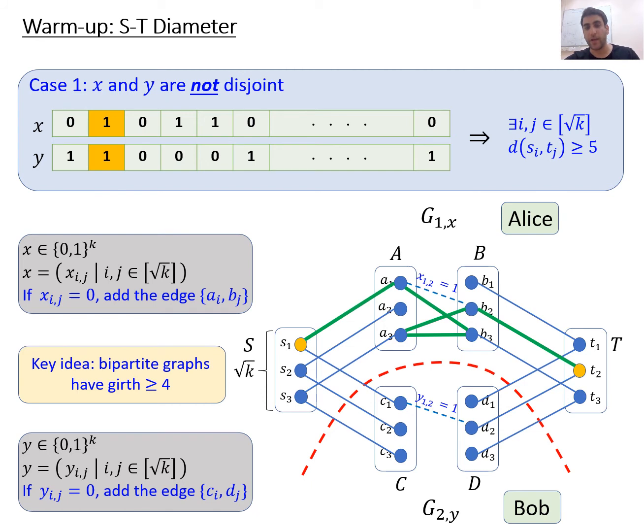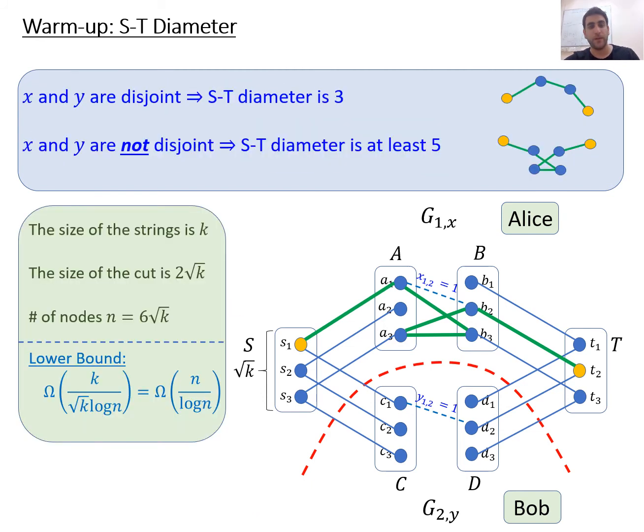Okay, so we get a lower bound, and what is the lower bound that we get? So the size of the strings is k, the size of the cut is 2 root k, and the number of nodes is 6 root k, because we have 6 sets of nodes, each of size root k. So we get a lower bound, which is the size of the string k over the size of the cut times log n, so root k times log n, which is omega of n over log n in this construction.